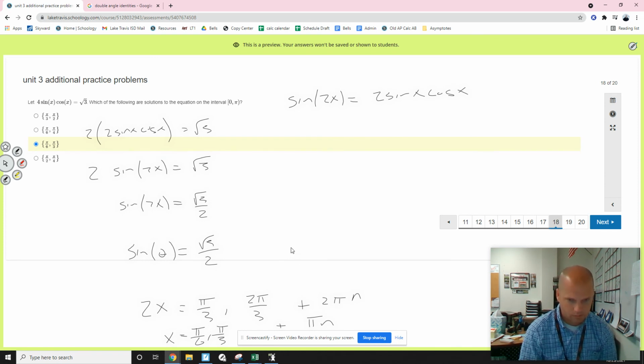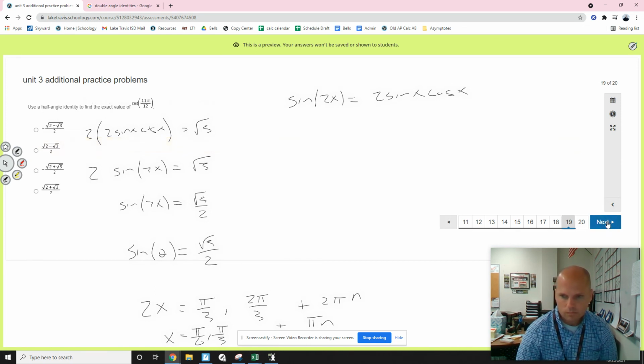Are they the correct solutions? Yeah, because if I added pi to this, I'd be at 7 pi over 6, add pi, 4 pi over 3. Okay, 2 more.